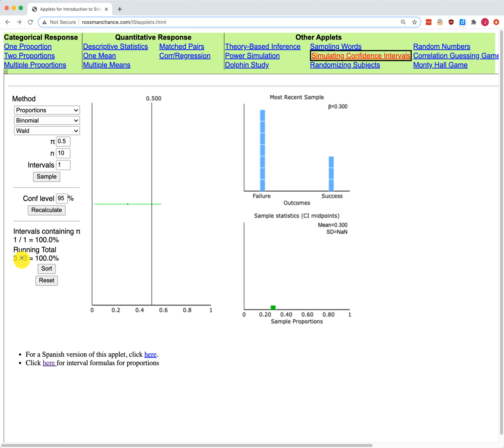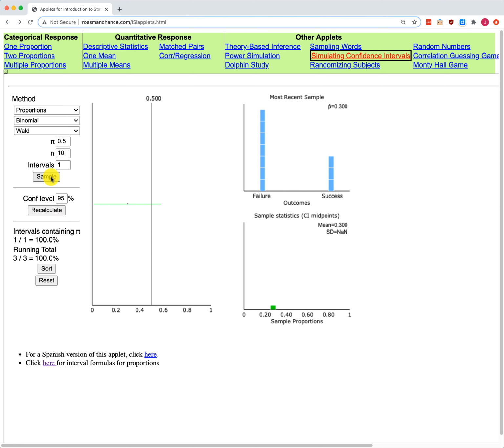Now I've done the confidence interval 3 times for my running total. The proportion ended up being 0.3. I can see from up in the upper right here, I only have 3 successes and a lot of failures. My data point has been graphed down here. My one interval has been plotted over here, and it looks like the sample proportion of 0.3, when you go out to the left and right to the margin of error, it also does capture the population proportion of 0.5.